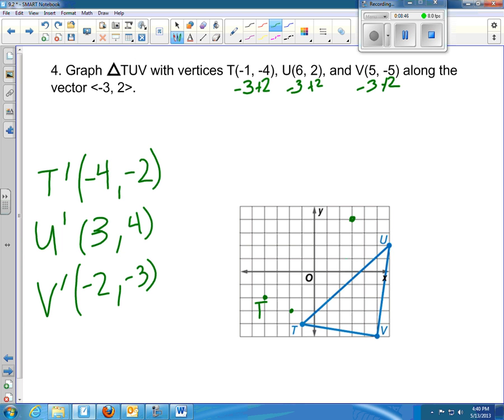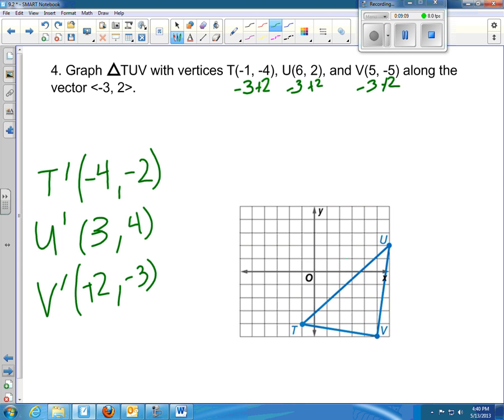Now that doesn't look quite right, so let's try it again. Let's see if we get this correctly. Negative 3 plus 2. Negative 1 minus 3 is negative 4. Negative 2. We get 3, 4. Oh, here we go. V is at positive 2. There's where my error came in.